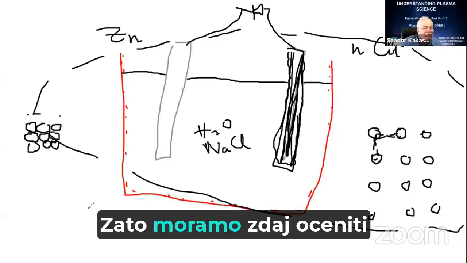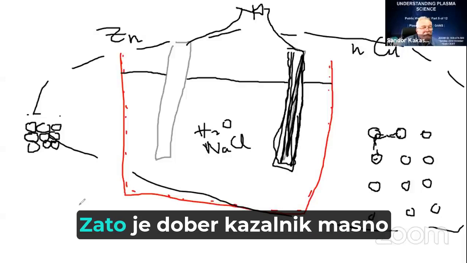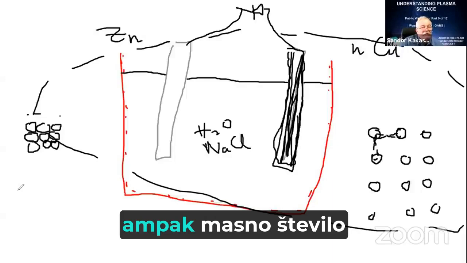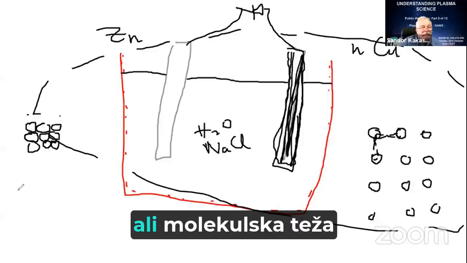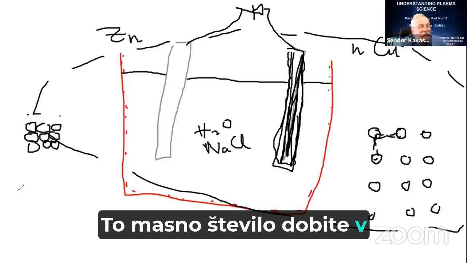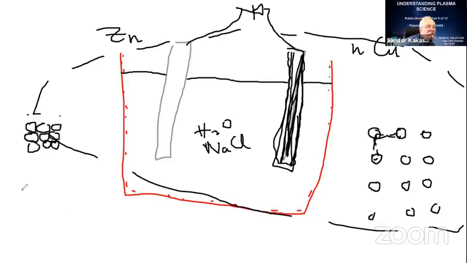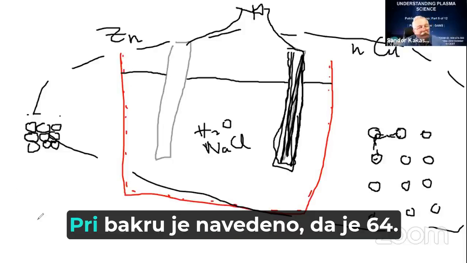So now we need to evaluate or to measure the strength of the fields. A good indicator is the mass number, not the atomic number, but the mass number, or atomic weight in other terms, or molecular weight, and so on. You get this mass number from the periodic table of elements. It's the number with a bigger value. In case of copper, it says it's 64.